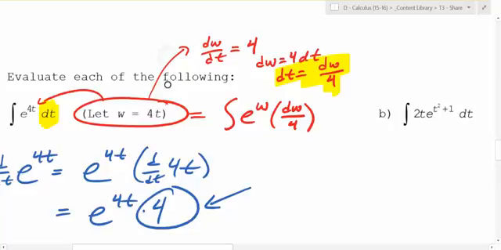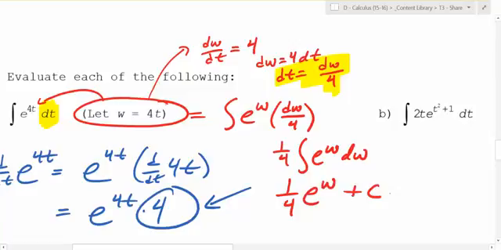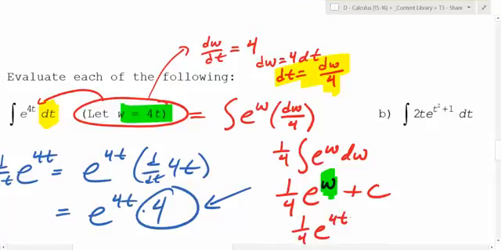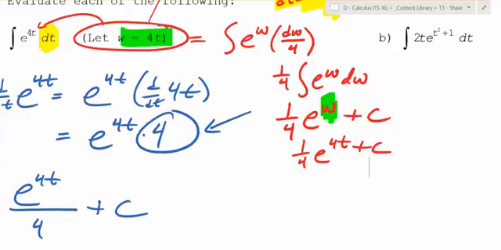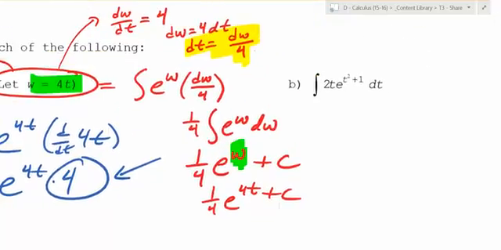So what does this become? It becomes 1/4 the integral of e to the w dw. Well, what's the integral of e to the w? E to the w plus c. Oh, but what is w? 4t. So what's our final answer? 1/4 e to the 4t. Is that the same answer we got before? But that's a system. This is where it forces that 4 to exist.